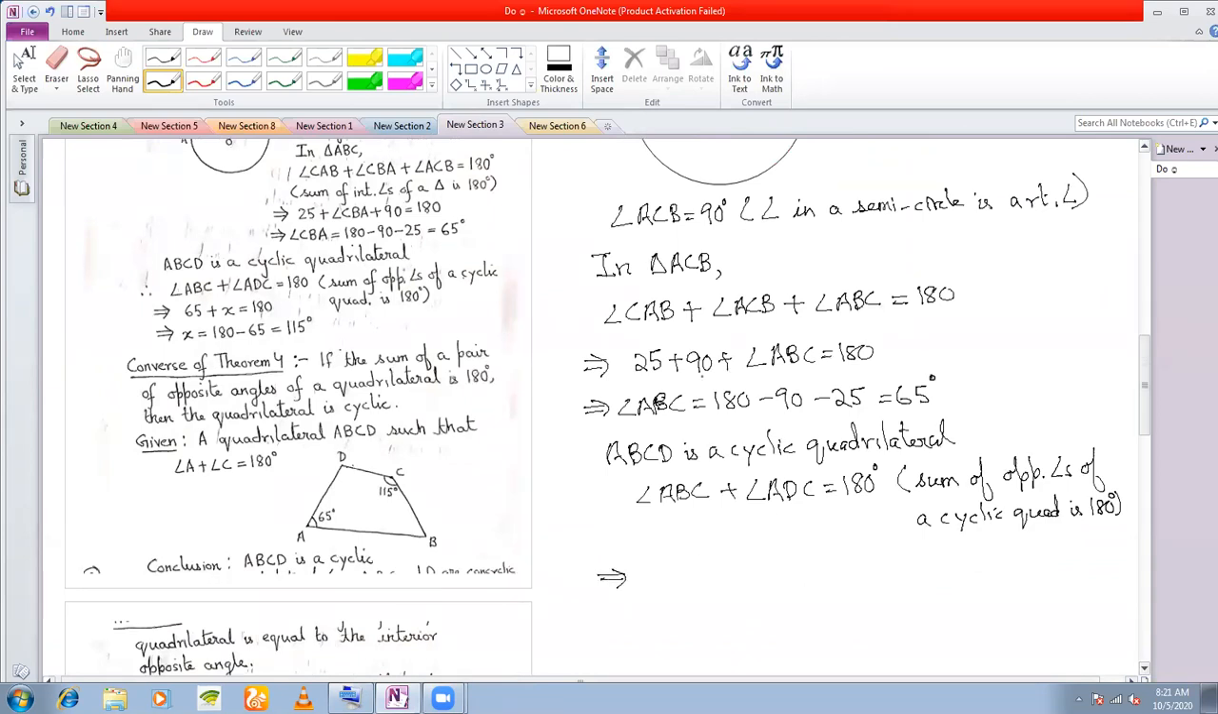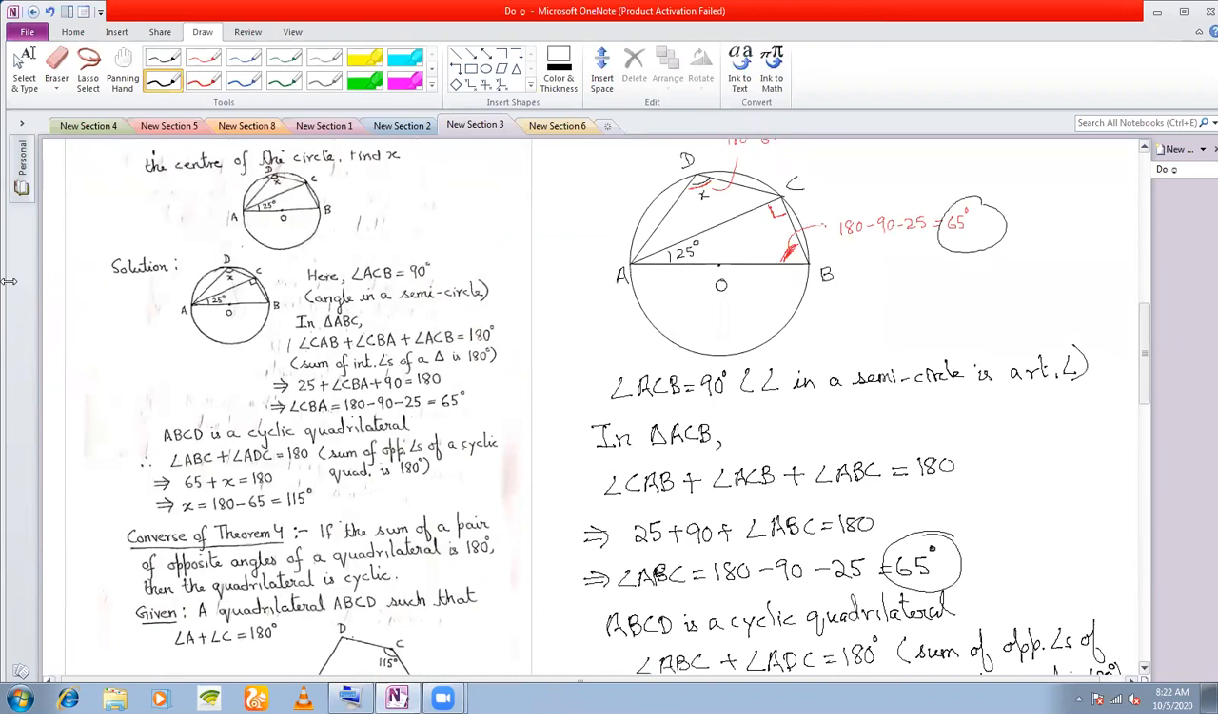So what is the angle ABC we just found out? We found out ABC to be 65 degree. You put it. ADC is x, so 180. So therefore, x is 180 minus 65, which is 115 degree. Any questions? No questions? Then we proceed to the example of the converse of this theorem. Okay.